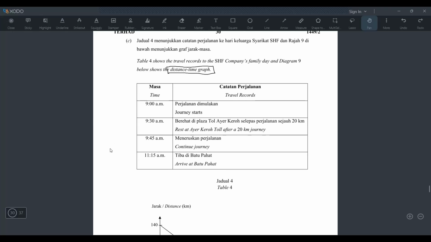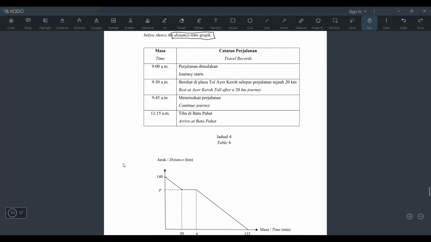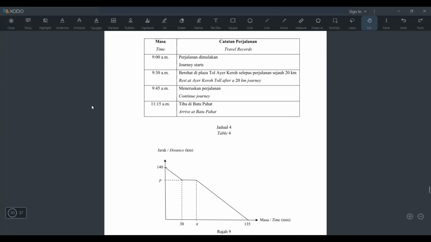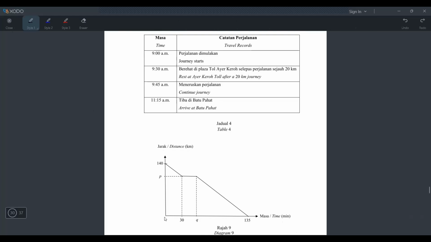So let's see the journey. So make this smaller a bit. Okay, nice. All right. So now we see 9 a.m. the journey starts. So I assume this is when the time is 0. So this is 9 o'clock, 9 a.m. And then what happened here is 9:30 rest at Ayer Keroh toll after 20-kilometer journey. So I assume he moves for 30 minutes. That's why here is 9:30, and then they rest after a 20-kilometer journey.